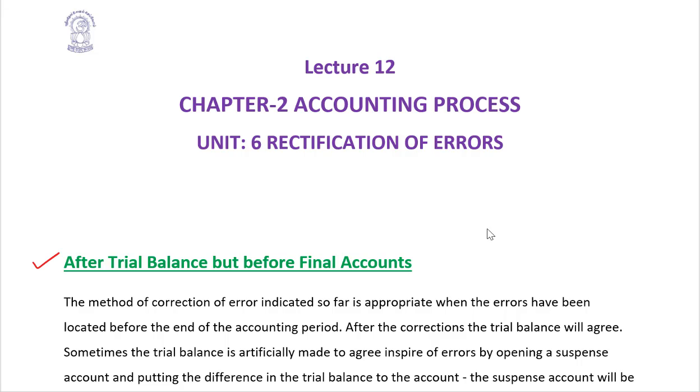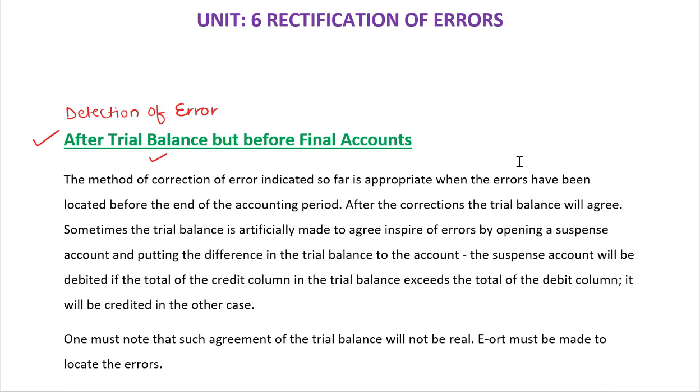So the next concept that we are going to discuss is rectification of error, or detection of error, after the trial balance is prepared but before finalization of final accounts. In this kind of case, the error can be rectified using suspense account. Let us read the text.